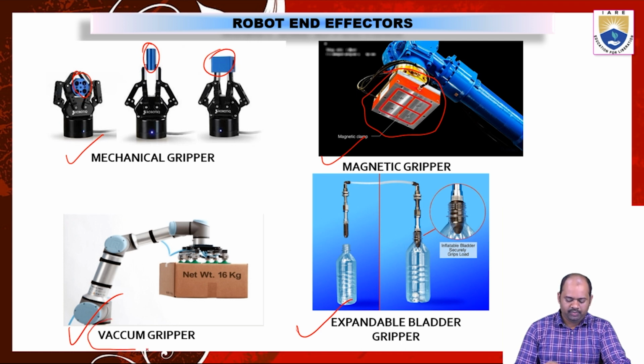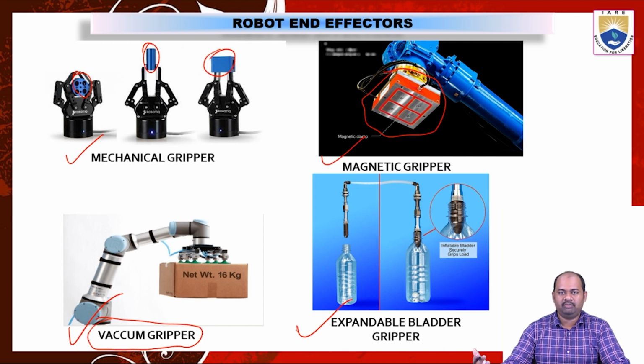And in the vacuum grippers, we use the suction capability of the air. With the help of suction cups, we will lift objects. So this is another type of gripper. And the expandable bladder type gripper is mostly used for water bottles or glass bottles, where they can be lifted by using compressed air which is inflated into the rubber cap. Okay, these are the different types of grippers.